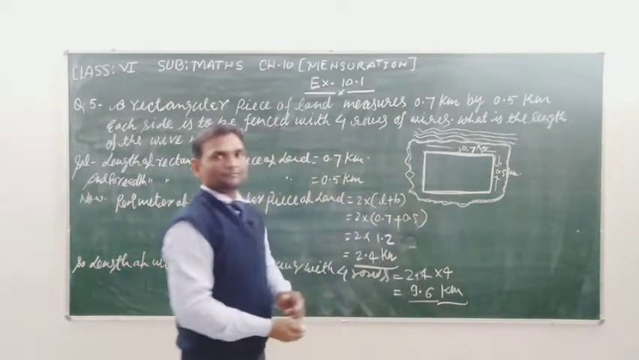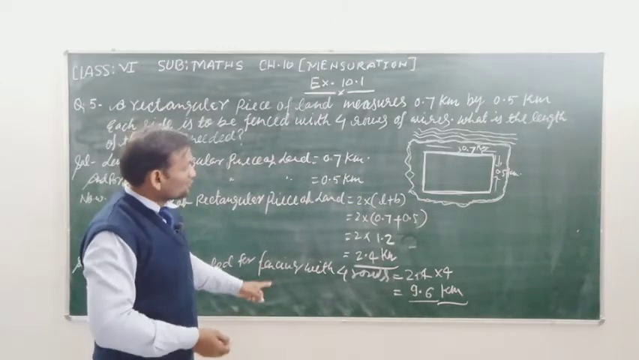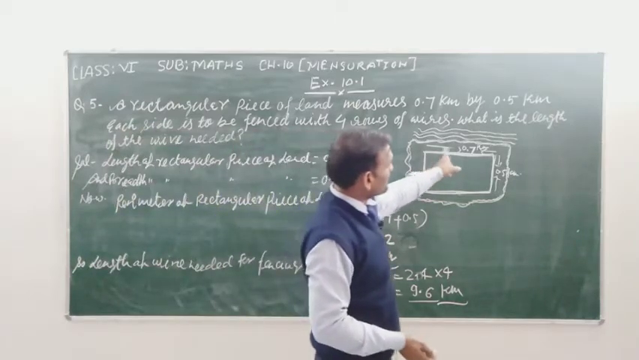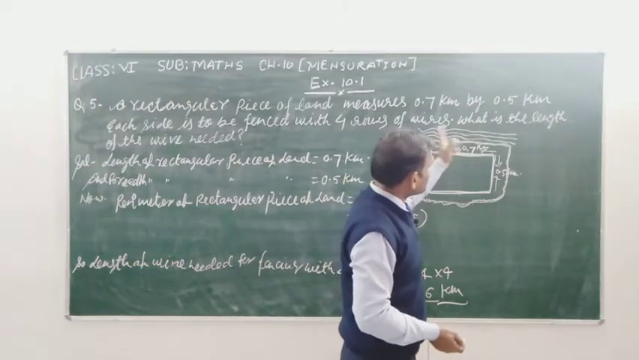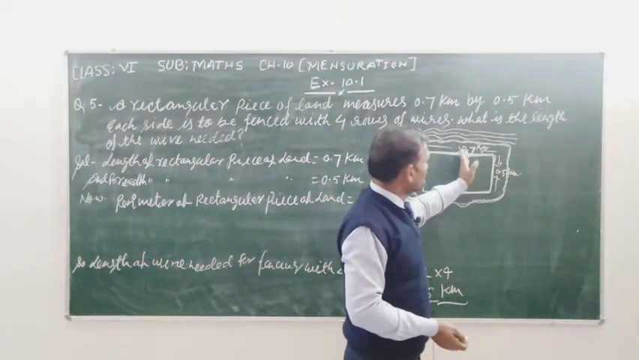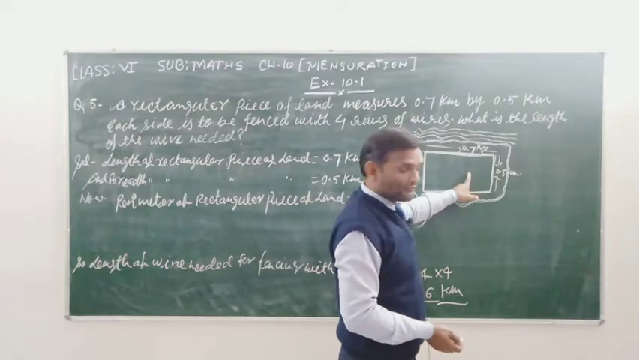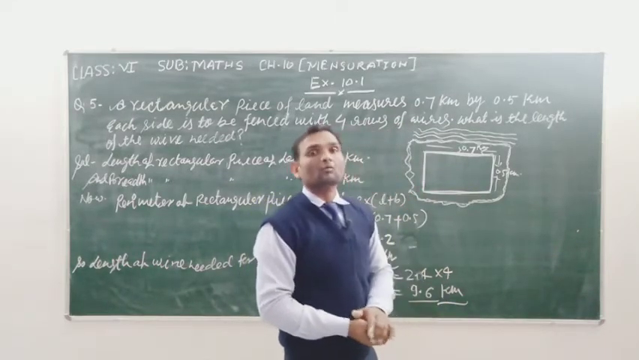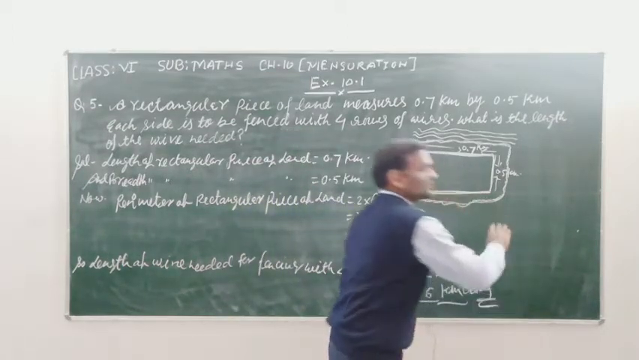9.6 kilometer long wire. We need 9.6 kilometer long wire for fencing the rectangular piece of land with 4 rows, 4 times on each side. For fencing the rectangular piece of land, we have to use 9.6 kilometer long wire. This is my answer, student.